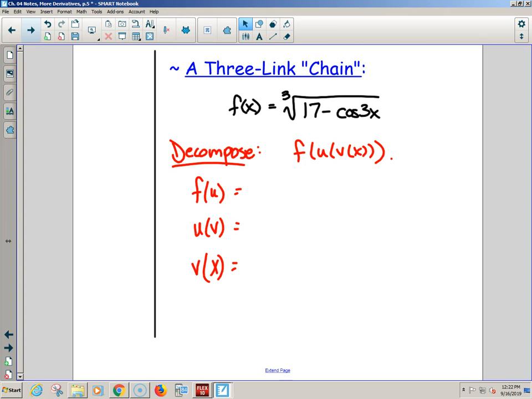F of u, u of v, and v of x. Yeah. I put x on all of them. I thought it was cosine x and then three. Yeah, because cos of, oh, whatever. I mean, if it was cubed, then that would be that one. I know. Cosine of first function.